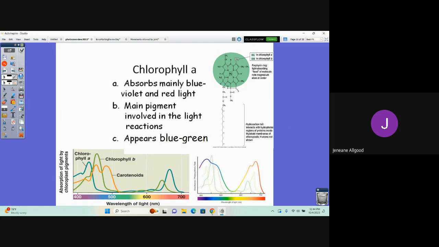Again, don't rely on the color of the lines. Yes, it is showing you what color they appear. We set up here that chlorophyll A was going to be blue-green, and indeed it is.